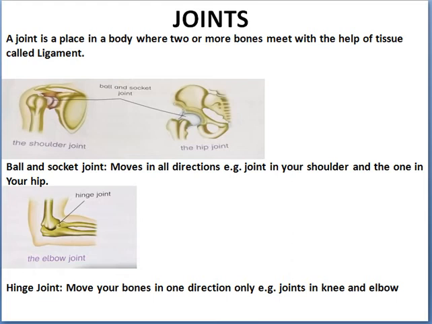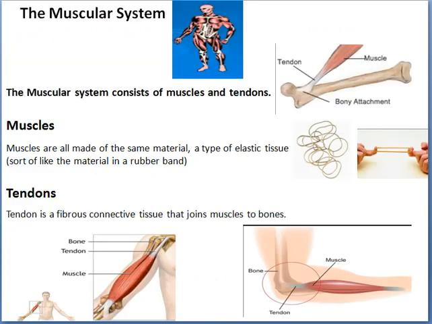Now we move further to the muscular system. What is the muscular system? The skeletal system is a very important system in our body, but it cannot work on its own. So, the muscular system supports the skeletal system to perform its job. Now, let me tell you all what the muscular system is made up of. It consists of muscles and tendons.